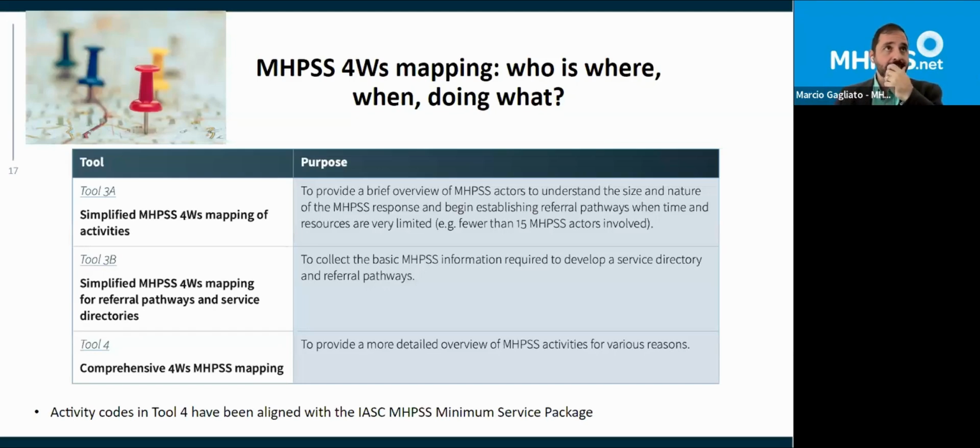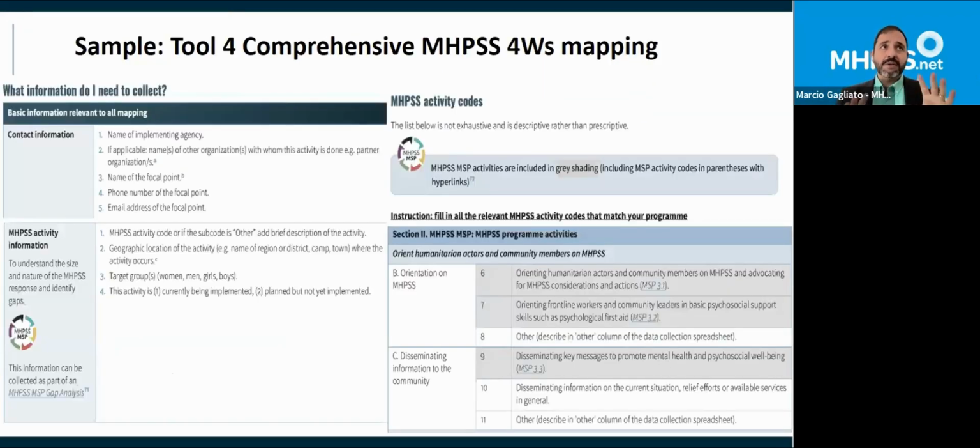Next one. This is just to show screenshots of the document that show some aspects of the tool. On the left, there is core information that should be collected as part of our mappings. Additional mapping items can then be added according to the different purposes of the mapping, for example, establishing referral pathways, service directories, or fundraising efforts. And on the right is a small snippet of how the activity codes have been aligned with the minimum services package, the MSP, while still keeping the original activities, to ensure broad activity coverage. Next one.